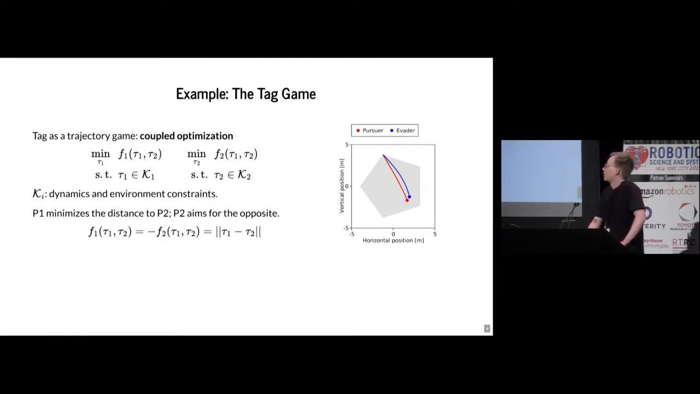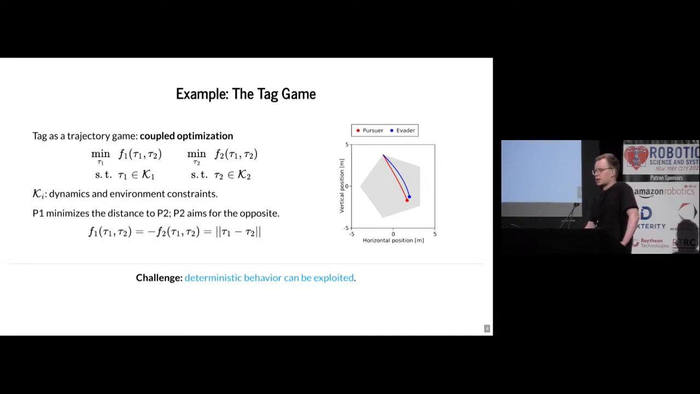A key challenge with this formulation, however, is that it only considers deterministic behavior, which may be exploited by a competitive opponent. For example, consider the scenario shown on the right. If here the red pursuer can predict that a rational evader would go to the top, they could chase them down into that corner. And to address that challenge, the goal of this work is to compute strategically randomized, so-called mixed strategy solutions to trajectory games.